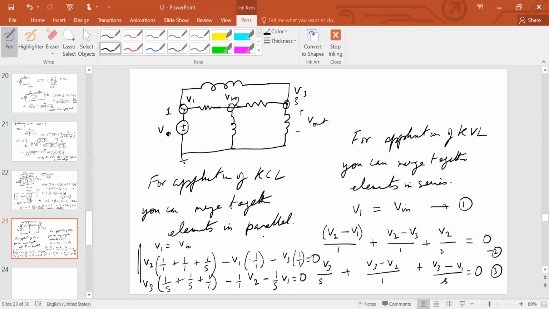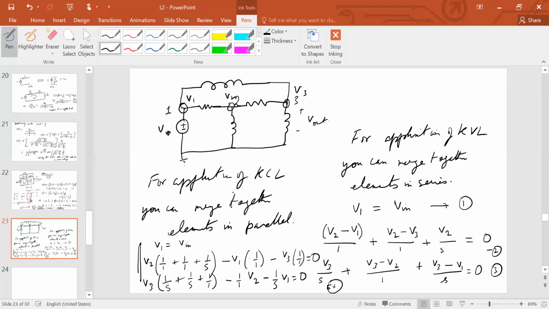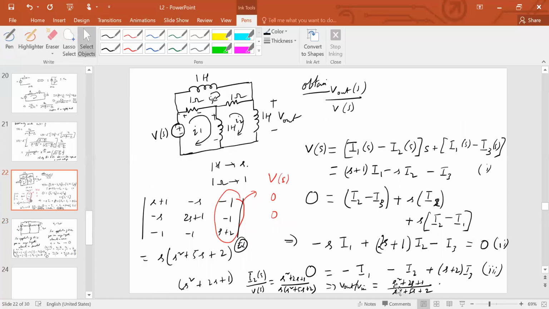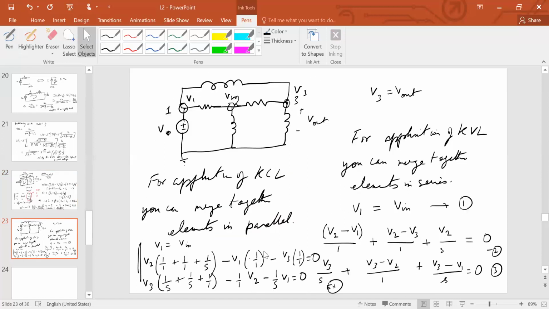Again, please apply Cramer's rule as before as an exercise and find out. Here, the way you have defined V3 is V out. So verify that indeed the transfer function that we obtained here is identical to the one that we obtained by this KCL. So that is an exercise for you. I leave that as an exercise for you. Verify the TF using KCL.